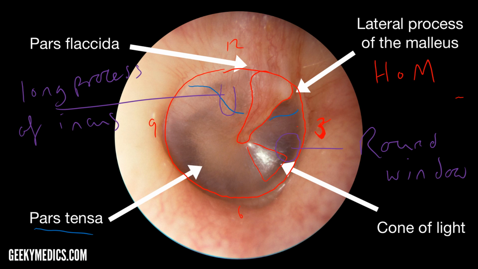But as I said before, if you just focus on learning those four key landmarks, that being the handle of Malleus, cone of light, the pars tensa, and the pars flaccida, that's a really good start for orientating yourself to otoscopy and starting to understand some normal anatomy as you're looking in people's ears.